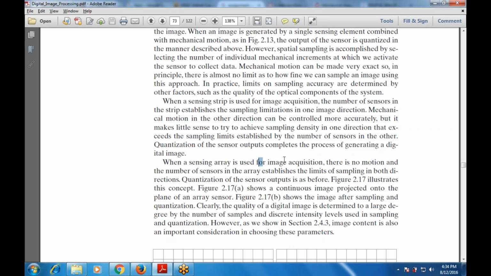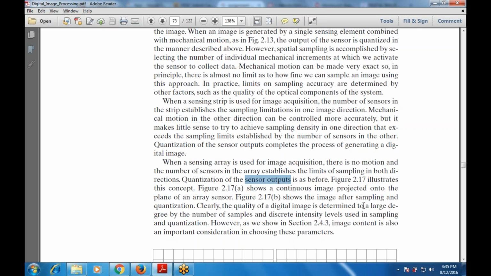And when a sensing array is used for image acquisition, there is no motion, and the number of sensors in the array establishes the limit of the sampling in both directions. And the quantization of the sensor output is done as before.